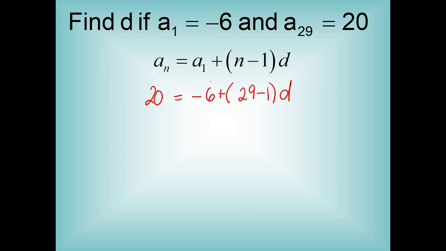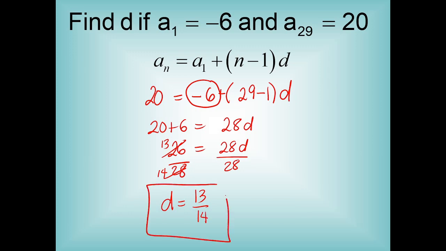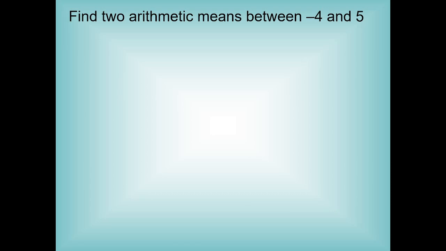Plus the first term. So transpose this first. So 20 plus 6 is equal to 28D. So this is 26 equal to 28D. Divide both sides by 28. Reduce this. So D is equal to 26 over 28, divided by 2, 13 over 14. 13 over 14 is our common difference. The common difference can be a fraction. It's possible. Okay? Now, this time, let's insert two arithmetic means between negative 4 and 5.